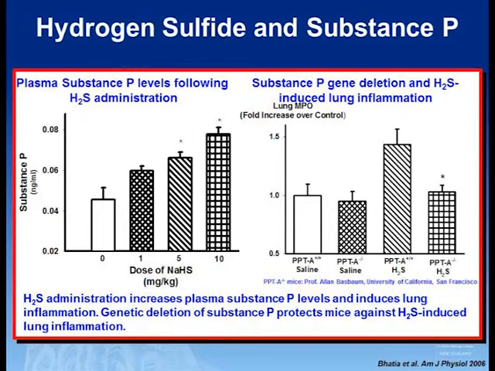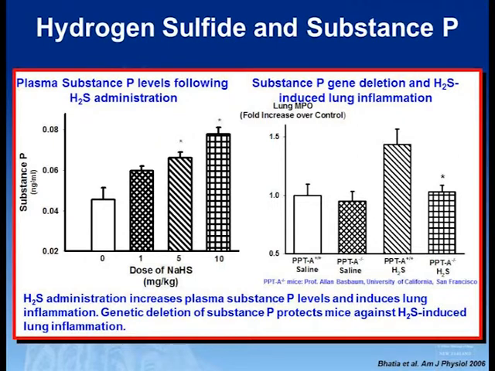But when we use mice that are genetically deficient in substance P, that is the pre-protachykinin A gene, there is a significant protection against H2S-induced inflammation. So when you don't have substance P, you don't have inflammation caused by H2S. These mice were a generous gift from Professor Allan Basbaum at the University of California, San Francisco. So this showed that H2S could be contributing to inflammation through substance P.